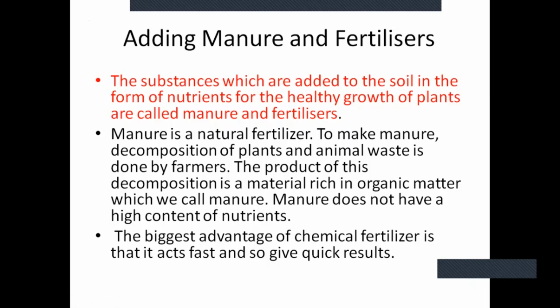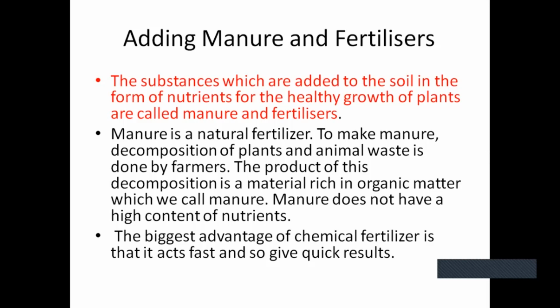Okay, I have explained to you about the sowing of seeds, a very important task. After the seeds are sown, the farmer has to add manure and fertilizer, right? Now, what are manure and fertilizer? First of all, the substance which is added to the soil in the form of nutrients for the healthy growth of plants is called manure and fertilizer, right?